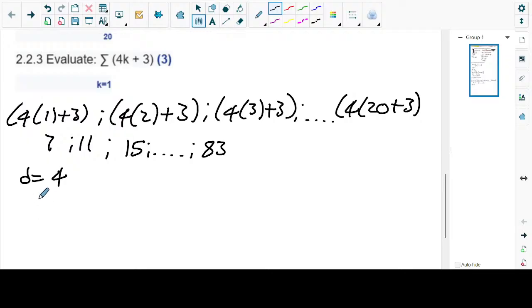Sn is equivalent to n all over 2, open bracket, 2a plus open bracket n minus 1 close bracket d.